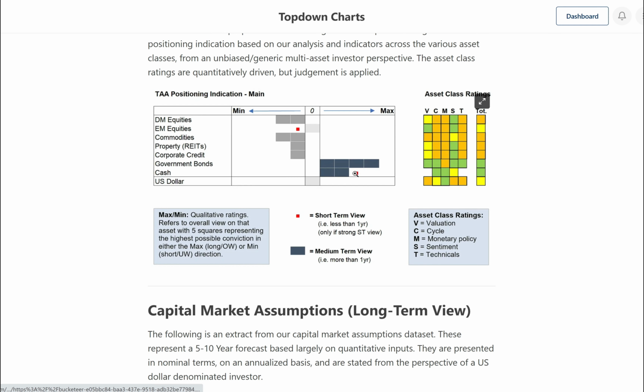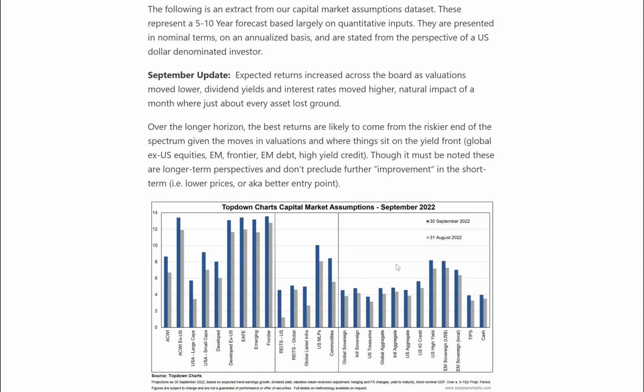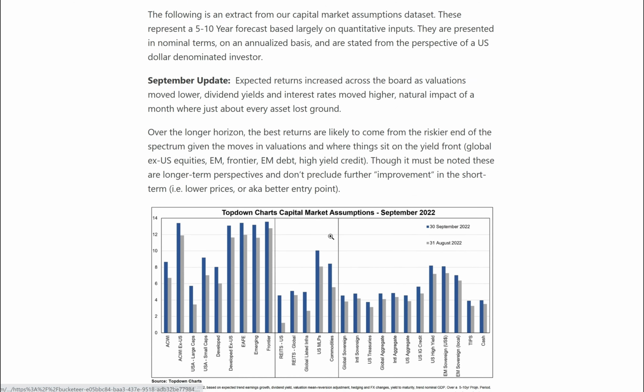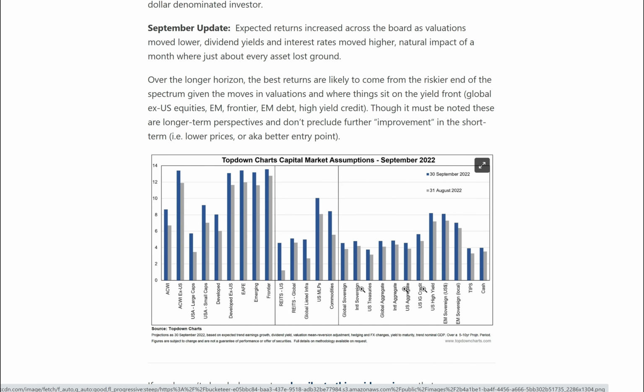Now, the last section here is the longer term view. So again, the red dots, I should explain that too. The red dots in this table are the shorter term view, so less than 1 year. And the coloured squares are sort of medium-term view. So in practice, that's 6 to 12 months plus. But the capital market assumptions here are for your longer-term view, so a 5 to 10 year forecast. And you can see here it's been developed across the different asset classes.